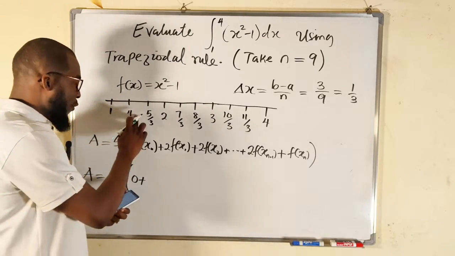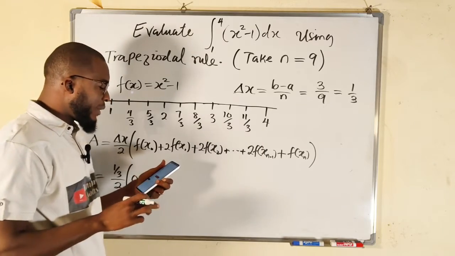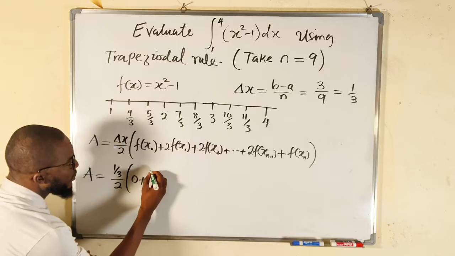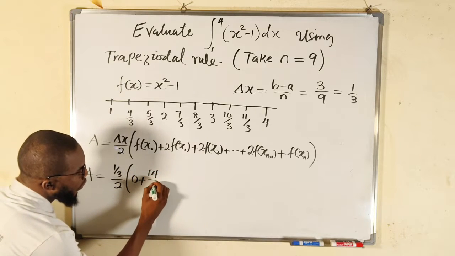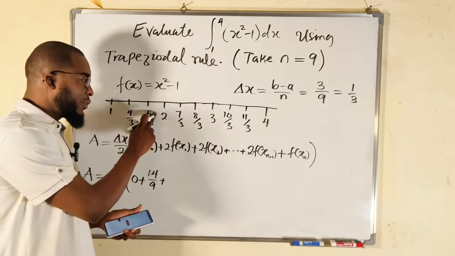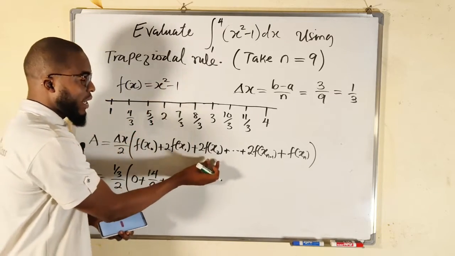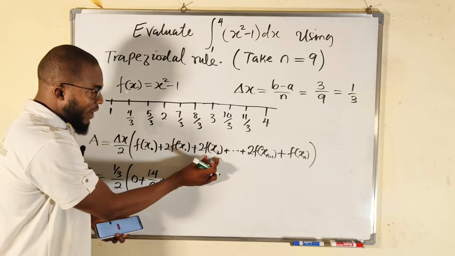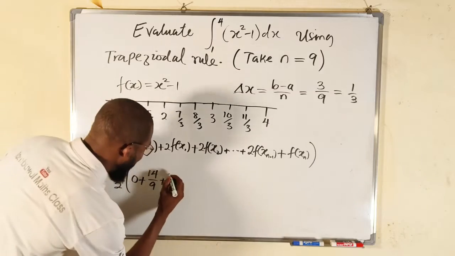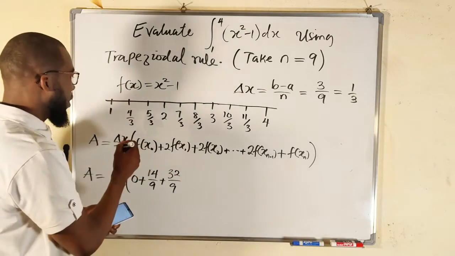So if you take 4 over 3, you square that, then you subtract 1, then you multiply by 2. That will give us 14 over 9 according to my calculator. So we have 14 over 9 here, plus then you take x equal to 5 over 3, you plug it here, you square that, you subtract 1, that will give us f of x2, right? Then you multiply by 2, and that will give us 32 over 9.